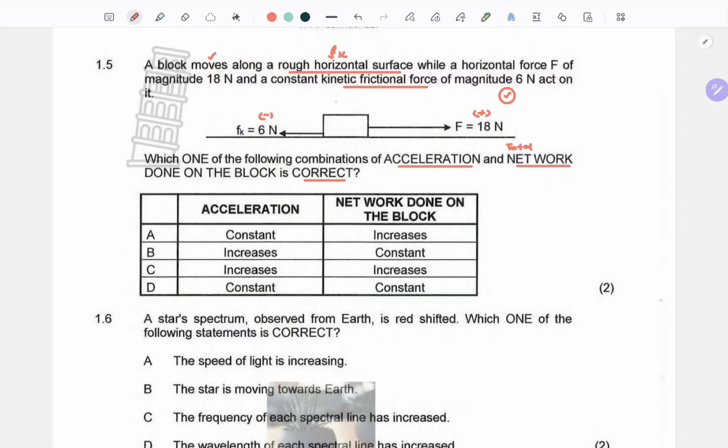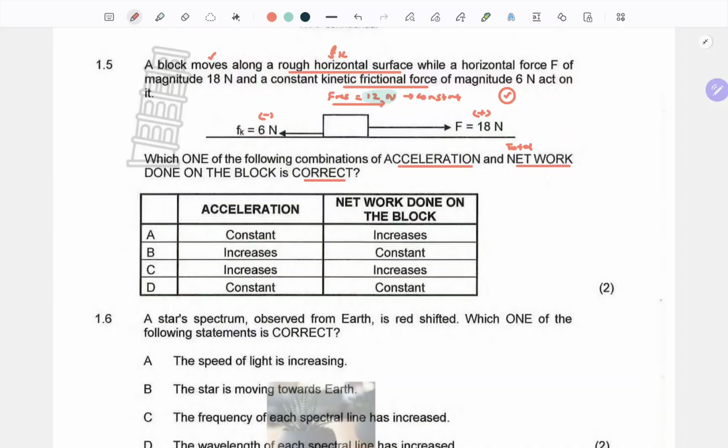Now we can clearly see that in this case, what we call the resultant force, which would be 18 minus 6, this is going to be 12 newtons, is going to be to the right, or to the direction of the bigger force. Now, as long as this force and that frictional force act, this force will also be 12 newtons and it won't change. So in this case, since we are not told much, this means this is constant.